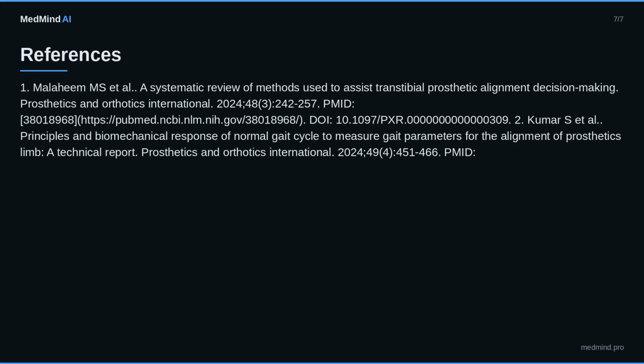doi 10.1097/pxr.00000000000000309. 2. Kumar S. et al. Principles and biomechanical response of normal gait cycle to measure gait parameters for the alignment of prosthetics limb, a technical report. Prosthetics and Orthotics International. 2024, 49, 4, 451-466. PMID, 396927733, https://pubmed.ncbi.nlm.nih.gov/396927733.